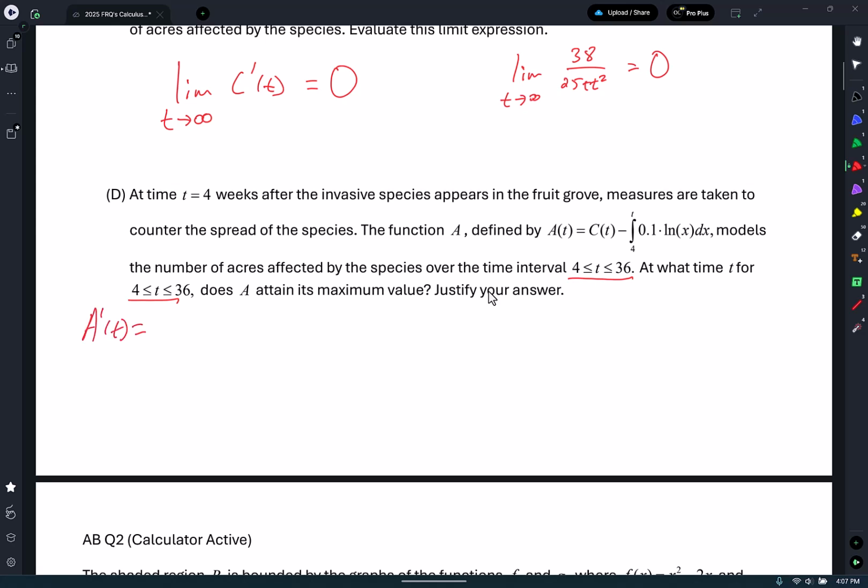A prime of t equals, and this is just my fundamental theorem of calculus, right? So the derivative of C is just C prime. And then I'm taking the derivative of this integral, so minus, it's going to be itself, right? Because of the derivative of the integral, it's going to be minus 0.1 ln of t. Close it, and I'm going to set that equal to 0. Now you have a calculator, so use your calculator. This is called my setup right here.